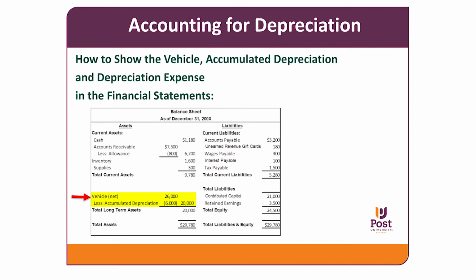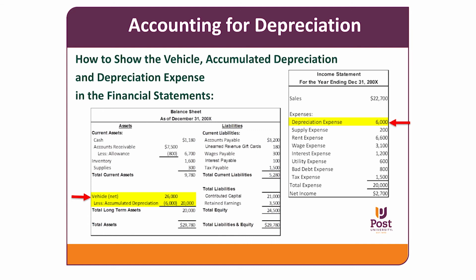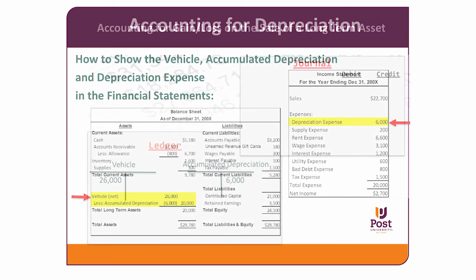At the end of the first year in the financial statements, we would show the vehicle at a book value of $20,000, $26,000 minus $6,000 on the balance sheet. The depreciation expense of $6,000 is shown on the income statement as an expense.